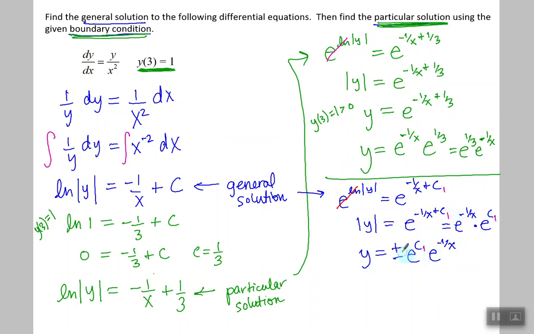is involved in this expression where we have plus or minus e, which is a constant, raised to another constant. So instead, I can collectively call that also just a constant c sub 2. So I could rewrite this as y equals a constant c sub 2 times e to the negative 1 over x. Essentially, the same thing that we had here, where it was a constant times e to the negative 1 over x.